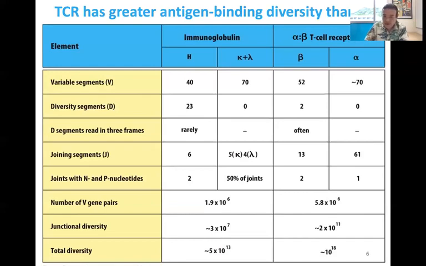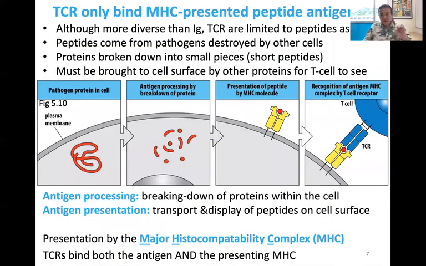So just from the process of making an alpha beta T cell receptor, there are way more different shapes of these T cell receptors than there are immunoglobulins. So that's part of why T cells don't have to worry about hypermutating, or why hypermutating to change these things around isn't as big of a deal.